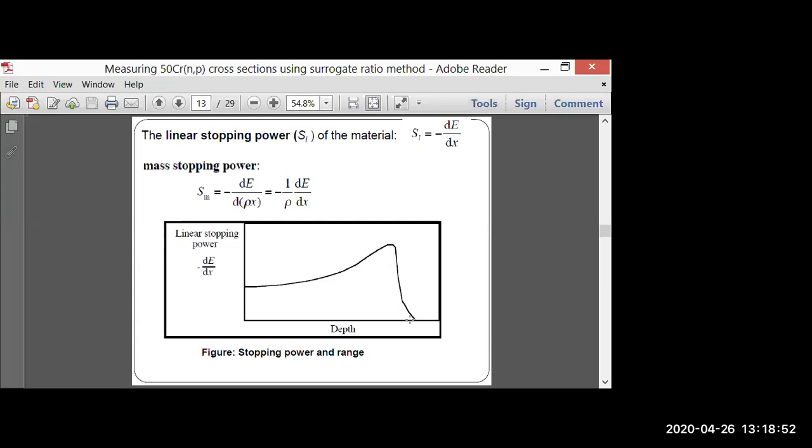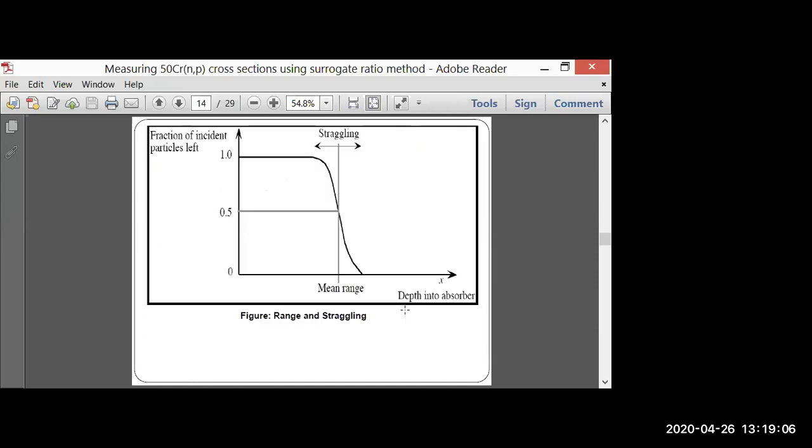That is, this distance from 0 to this point is known as range. But you see, it's not a perpendicular structure. It has some kind of variation. So I'm going to explain why you see this kind of variation. So look at another picture.